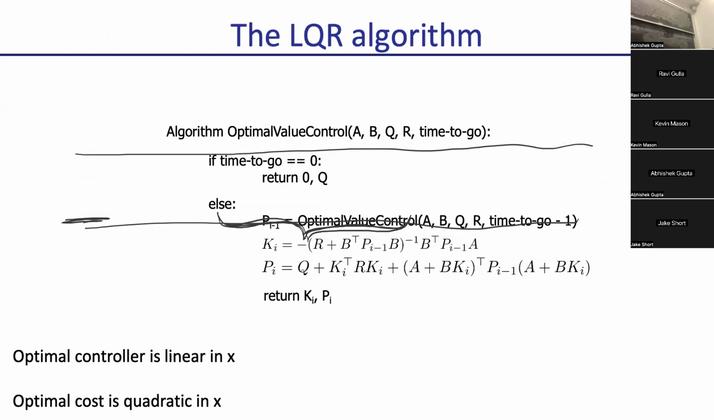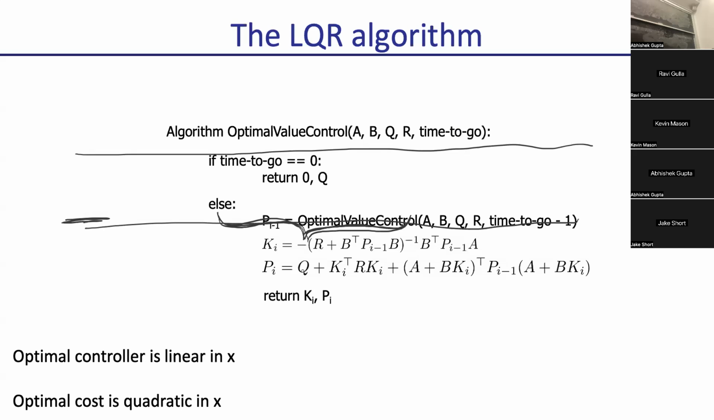So you can implement an LQR system something like this. Your base case, if your time to go is 0, is: return your gain as 0, your action is going to be 0, and return your P naught as Q. And then for every other step, you're going to express the gain and the quadratic cost in terms of the quadratic cost from the time step before. And this is going to give you a controller for every step.